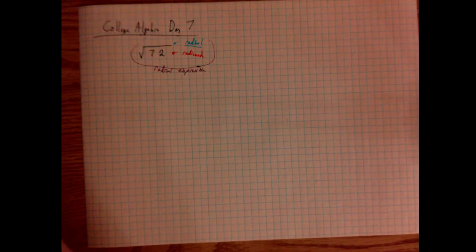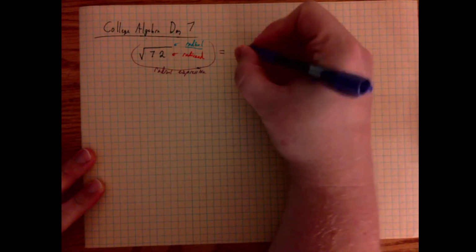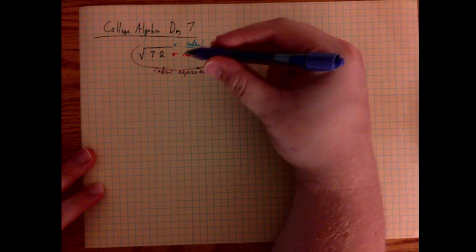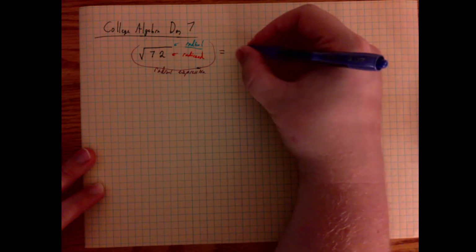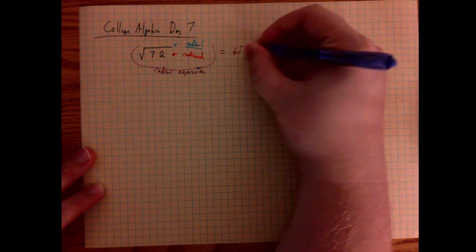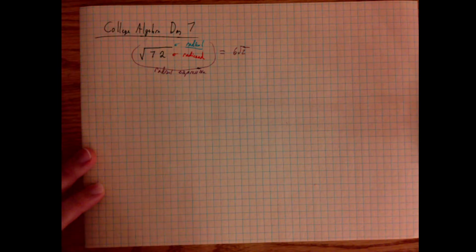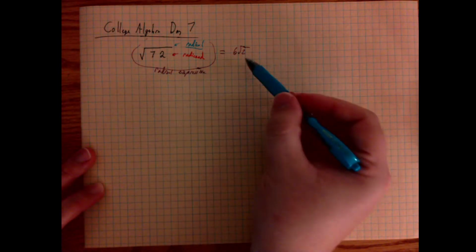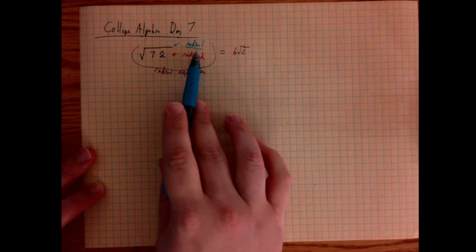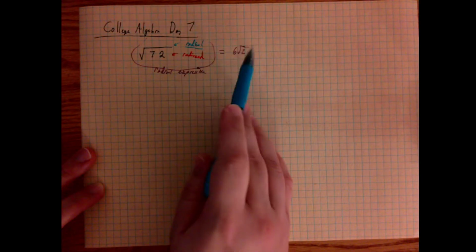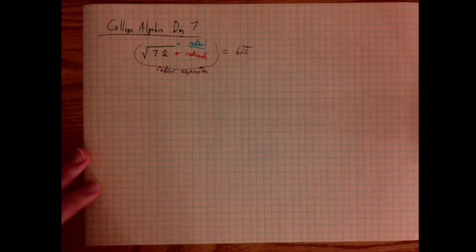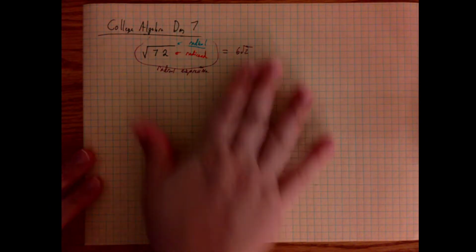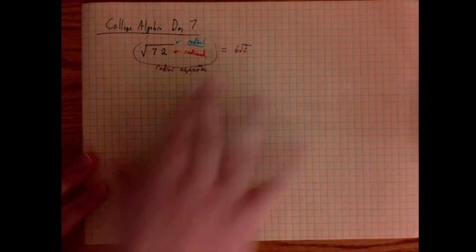R-A-D-I-C-A-N-D, radicand. And the entire thing is talked about as the radical expression. Now, a radical expression is both the radical and the radicand combined. And the radical expression refers to not just this, but the simplified version as well. So for this particular problem, the simplified version would be something like 6 square root 2. And so in this case, this radical expression and this radical expression are the same despite having different radicands, and this one having a coefficient.